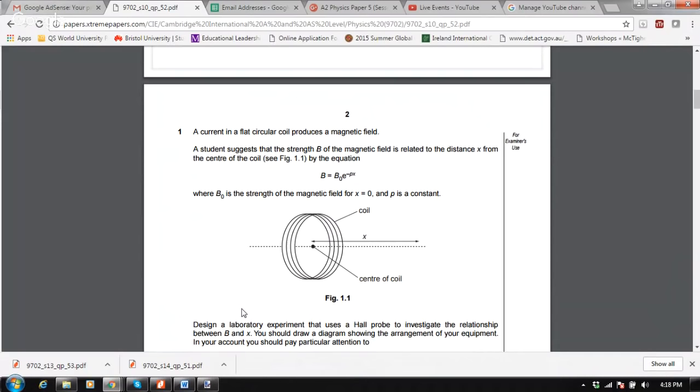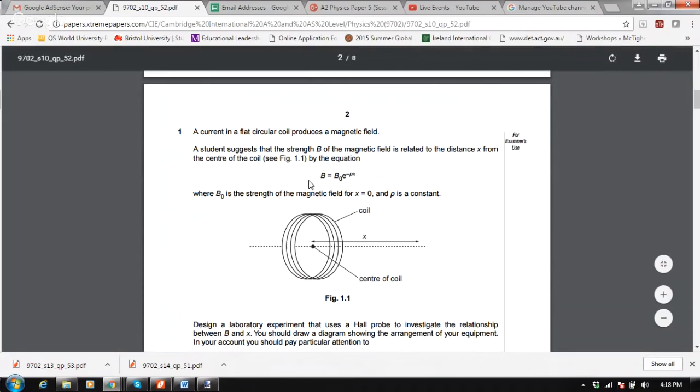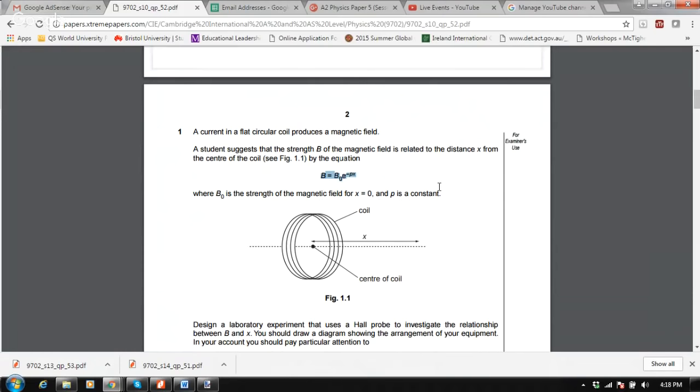So read this question carefully. It says that a student suggests that the strength of the magnetic field is related to the distance from the center of the coil. And see the figure, and some equation is given. Now, if you look at this equation here, this equation has unknown powers, where B naught is the strength of the magnetic field at x equal to 0 and P is the constant. Okay, we don't know what the name of this constant is actually. But most importantly, a rough diagram is given that here is a coil, and if you move away from the coil, then the magnetic flux density will decrease.